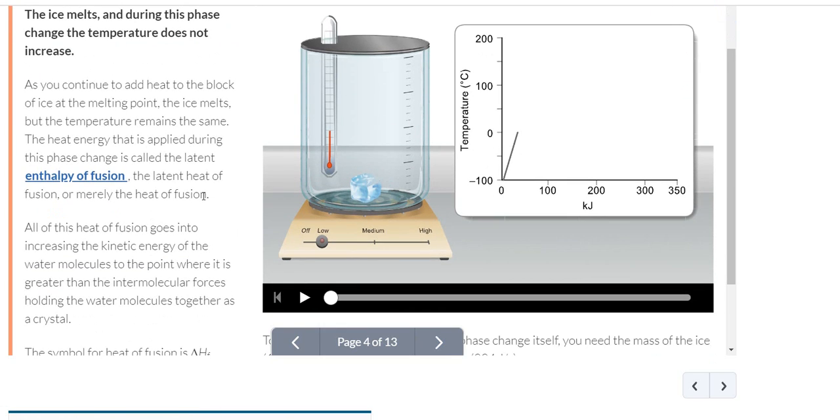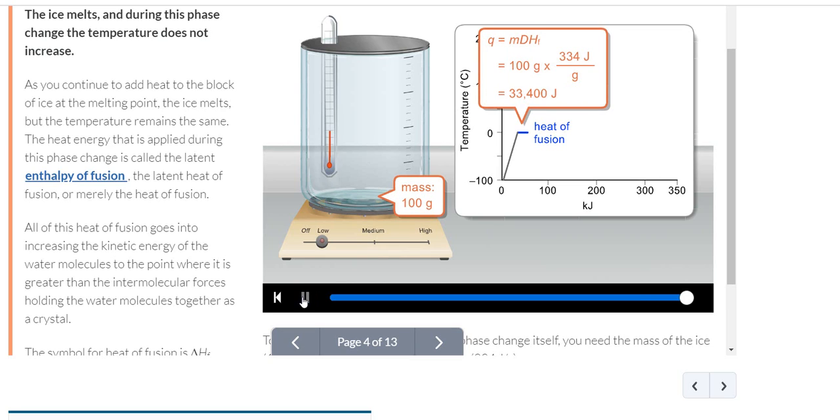So the next thing we're going to do is keep adding heat, but at this point, because we're at 0 degrees Celsius, instead of raising the temperature, we're going to go through a phase change. Well, we aren't, but the ice is. And you can see the line was flattened out. We call this heat that is needed during the phase change from ice to liquid water, the heat of fusion.